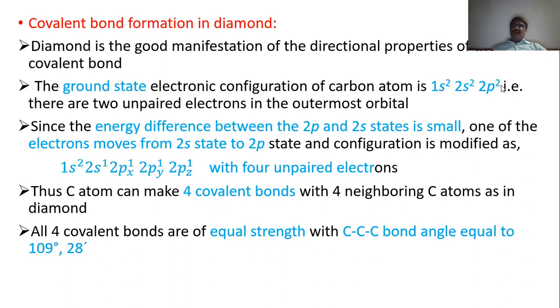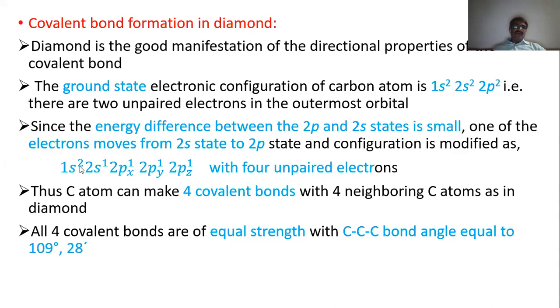Now, if these are the unpaired electrons, what happens when another carbon atom having the same configuration comes near to it? Now, what happens is very interesting. As far as physics is concerned, the 2s orbital and 2p orbital have nearly the same energy. So the energy difference between the electrons in the 2s orbital and the 2p orbital is very small. So an electron from the 2s orbital can easily migrate to the 2p orbital of the same carbon atom, and the electronic distribution will change to this one.